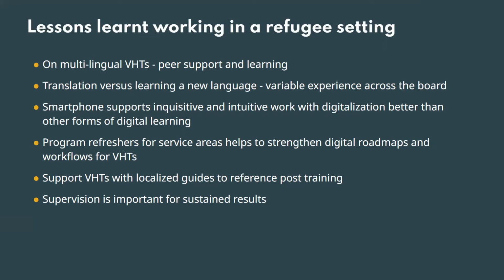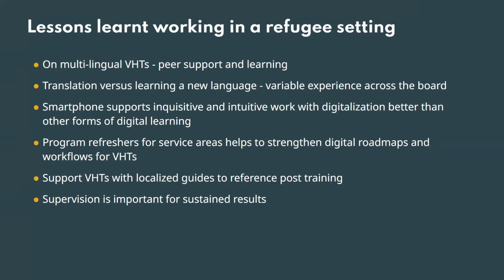Then also supervision is very important for sustained results. In this kind of setting, you have multiple IPs that are reaching out to the same VHTs that you're training. So it's important for you to continuously supervise them and understand what they're doing, but also ensure that they are able to produce the data or the information that's required.